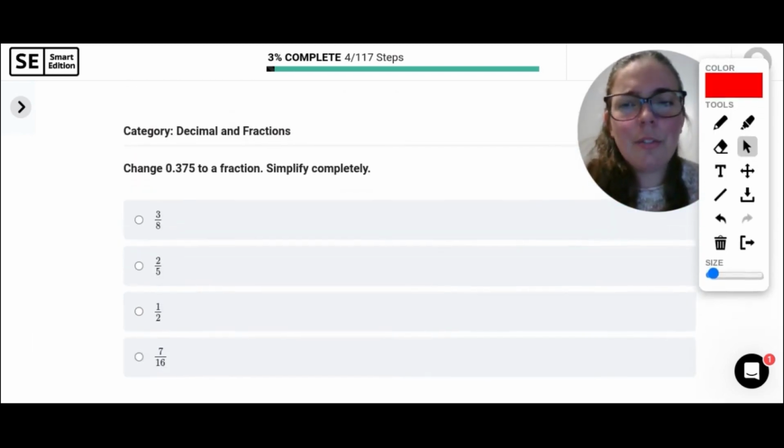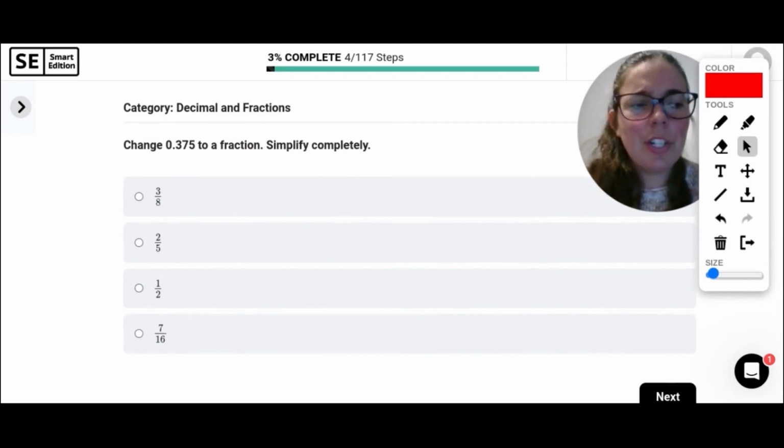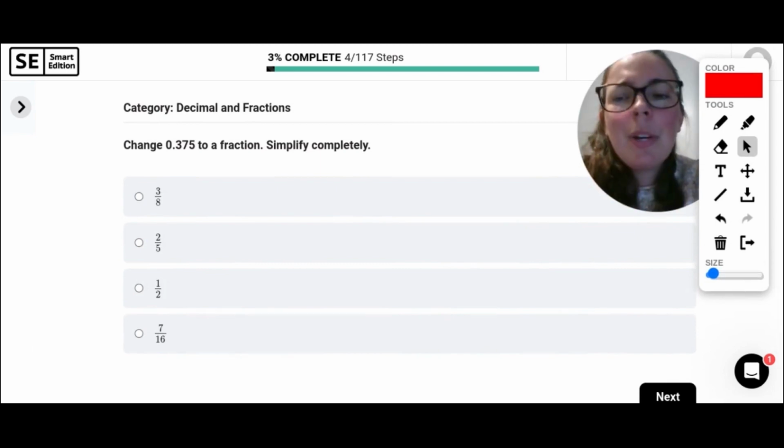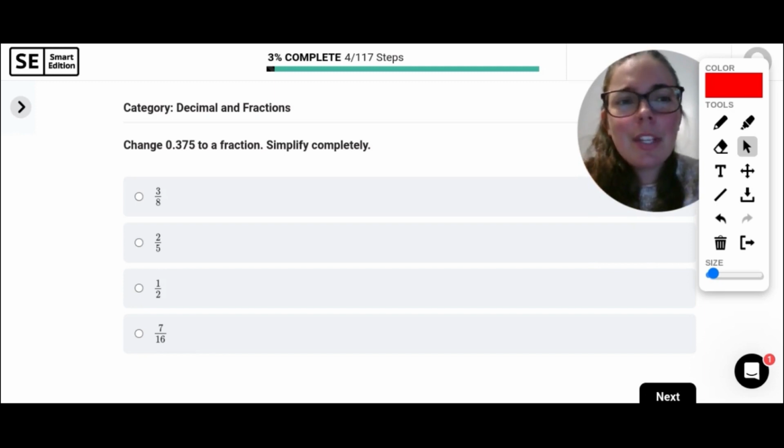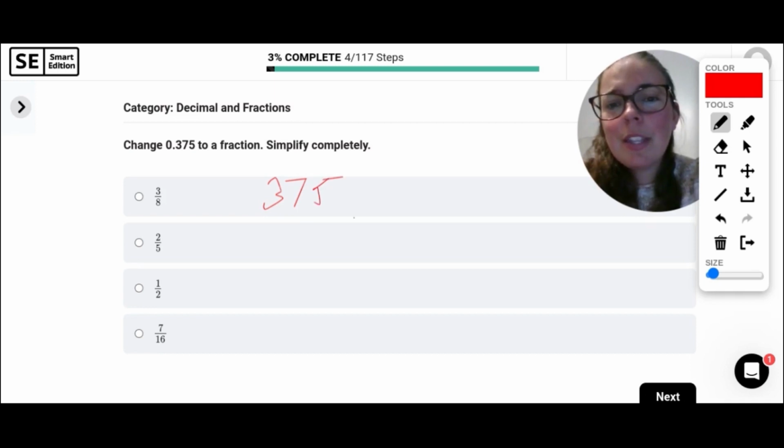All right, let's change 375 thousandths to a fraction and simplify. So the way that I said that number, 375 thousandths, actually gives us a hint as to how to write the fraction. So you take 375 and you put it over 1,000. So whatever that ending place value is, in this case it's 1,000, that is our denominator. So now we have to simplify.